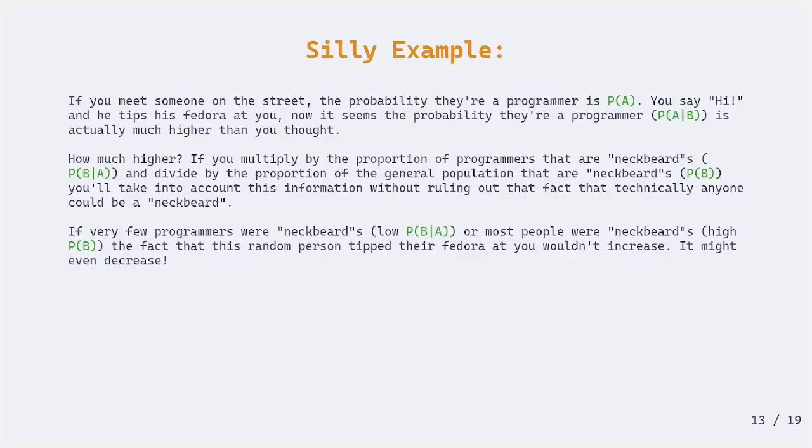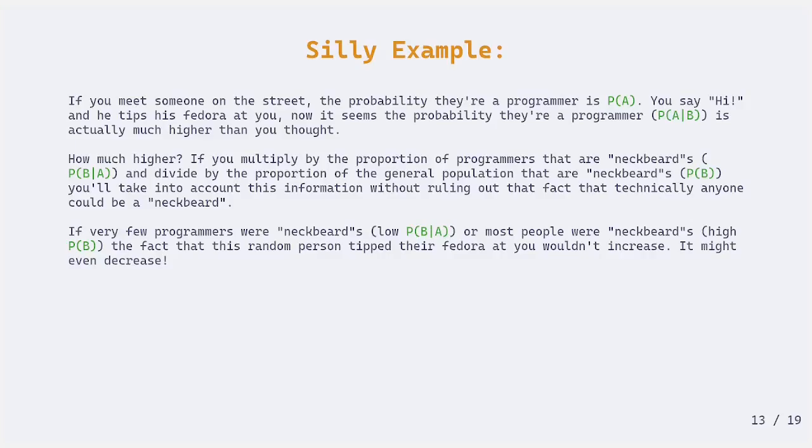And there's a bit of a silly example for how you can use Bayes' rule to update your information, your uncertainty. So if you're walking down the street and you walk past somebody, the probability their programmer is P of A. You say hi to them because you're a polite person, and they tip their fedora at you and say "milady" or whatever, and that's changed, right? The probability their programmer has changed somewhat. How much has it changed given this new information?